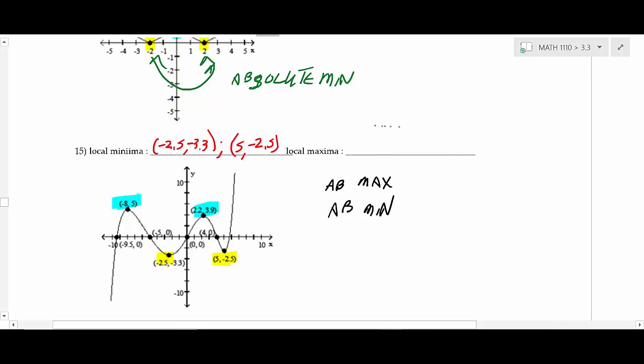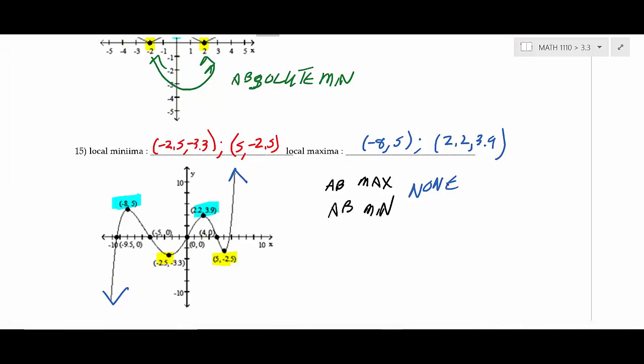So it looks like your absolute max are going to be -8.5, and if I can read that right, 2.2, 3.9. Okay, does this have an absolute max or an absolute min? No. The way it's written, that's intended to be an arrow. Unless that's got a solid dot on it, you just assume that it goes on forever. So actually, you would not have an absolute max or min because it doesn't reach an absolute high point or absolute low point. Okay, everybody good there?